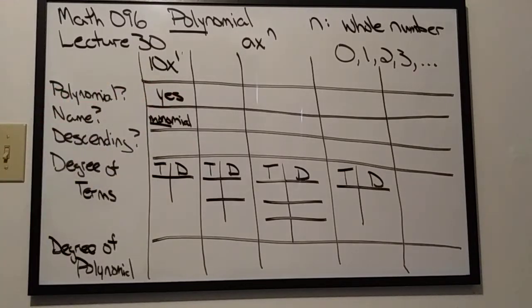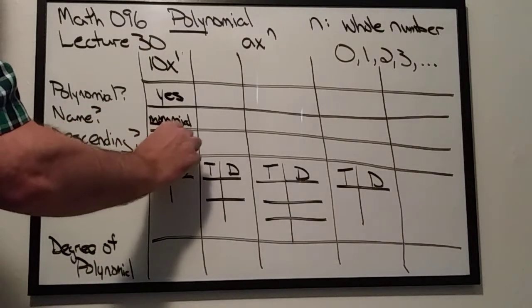The next question then is, is this polynomial written in descending order? Descending order is asking, as you look at all the different terms, do we have the highest power of x first, and then does that go downhill as we go to the right? In this case, we only have one term, so the answer is yes, it is in descending order.